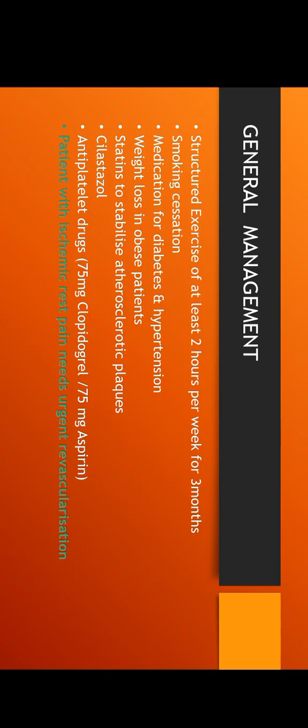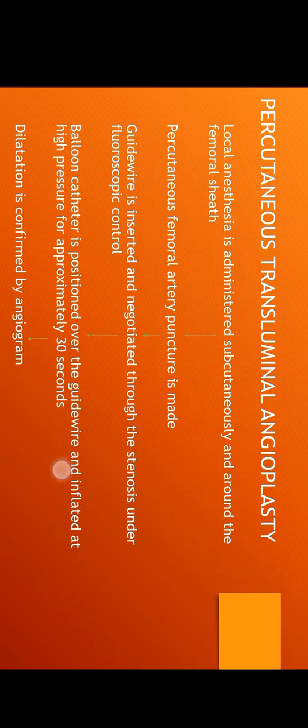Patients with ischemic rest pain need urgent revascularization. Percutaneous transluminal angioplasty is indicated in patients with rest pain and patients with claudication pain which is not controlled by medical management. Local anesthesia is administered subcutaneously and around the femoral sheath. Percutaneous femoral artery puncture is made. A guide wire is inserted and negotiated through the stenosis under fluoroscopic control. A balloon catheter is positioned over the guide wire and inflated at the site of the lesion for approximately 30 seconds. Dilatation is confirmed by angiogram.